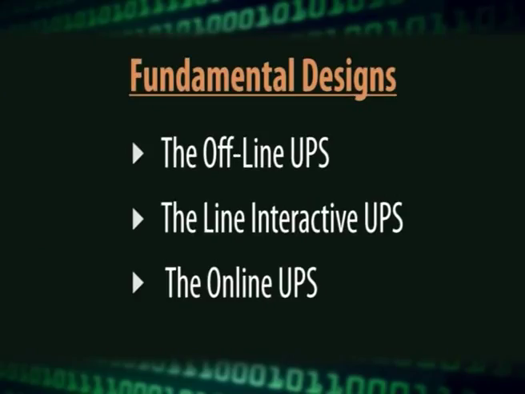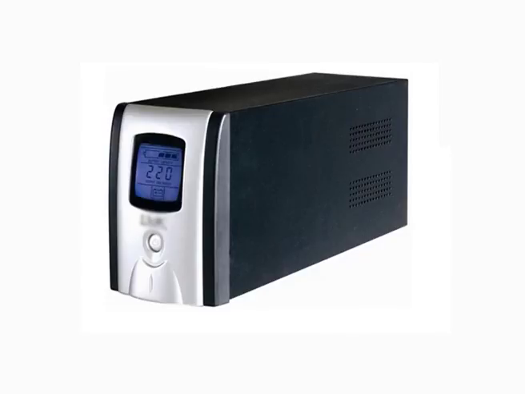UPS makers use three fundamentally different electrical designs or topologies for their products. This includes the offline UPS, the line interactive UPS and the online UPS. The three differ chiefly in the level of power conditioning provided when on utility power and on battery power. The offline UPS is the most commonly used on ordinary desktop systems.